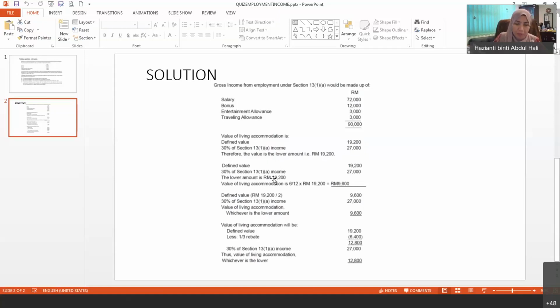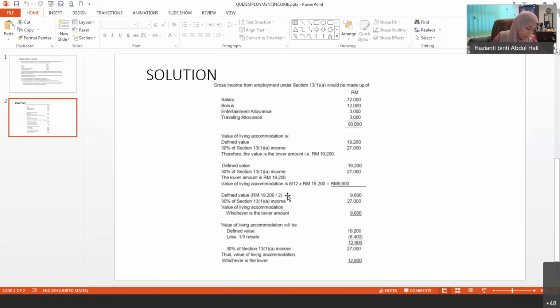Part B, the accommodation was provided only 6 months in the year. So 6 months in the year, which means kita still ambil 30% of 31A income, okay? And also compared with the defined value. So the lower figure is the defined value. So kalau dia hanya dapat 6 bulan je untuk tahun tu, so 19,200 ni you kena darab dengan 6/12, separuh tahun je. So the value would be 9,600.